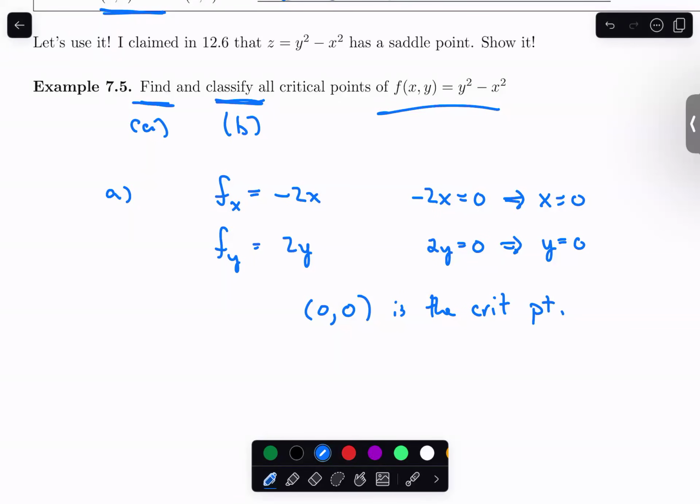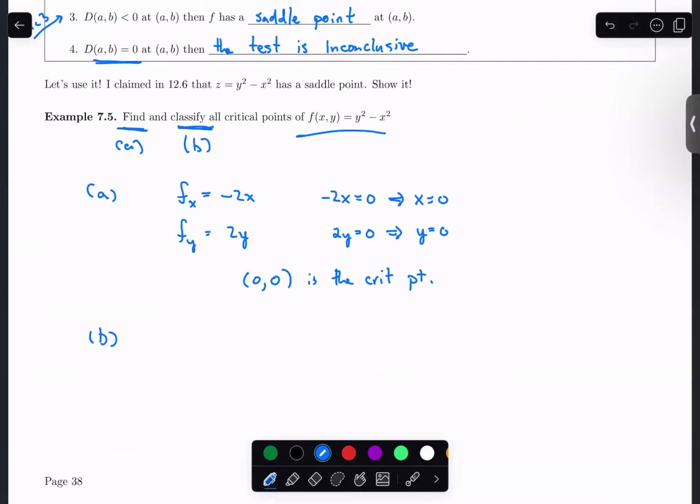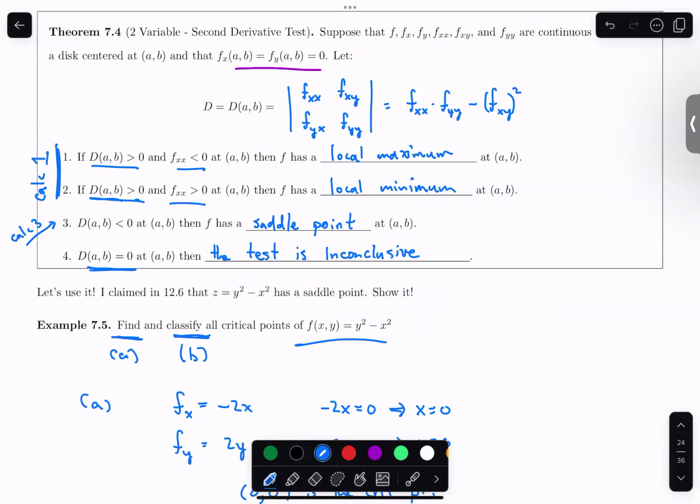So this is my only critical point, and there are no others. So now step A is done, right? And now I'd like to move on to step B. Now that I've found all my critical points, I would like to classify them. In order to classify them, that's where we're going to be using this new theorem right here.